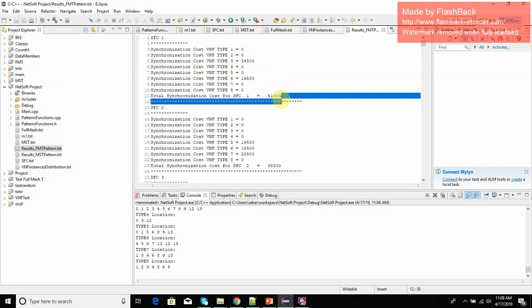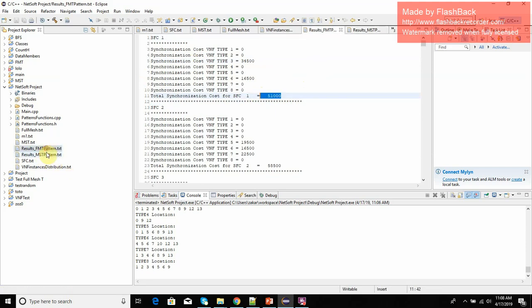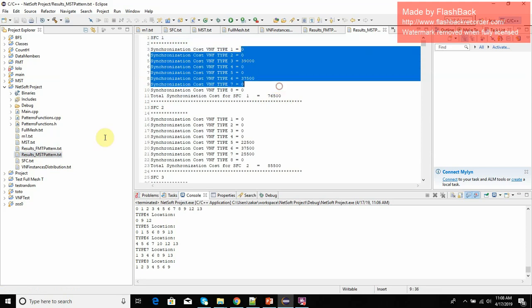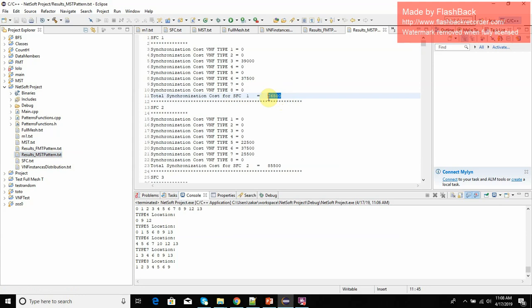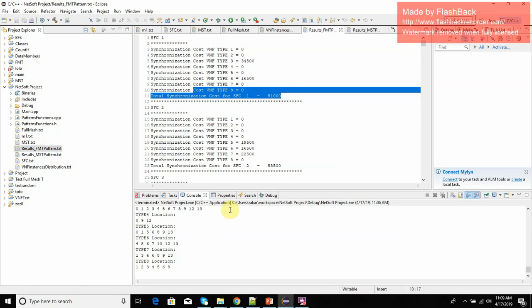And here is the synchronization cost for the service function chain, this one for the minimum spanning tree, and for the full mesh pattern we can see this result also. So if we compare the two patterns, for example, the synchronization cost for the service function chain is 760,500 for the full mesh and 51,500 for the minimum spanning tree. Thank you.